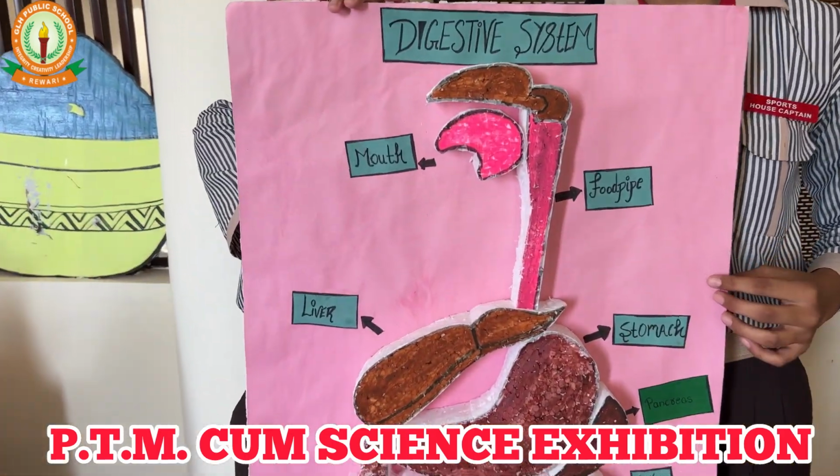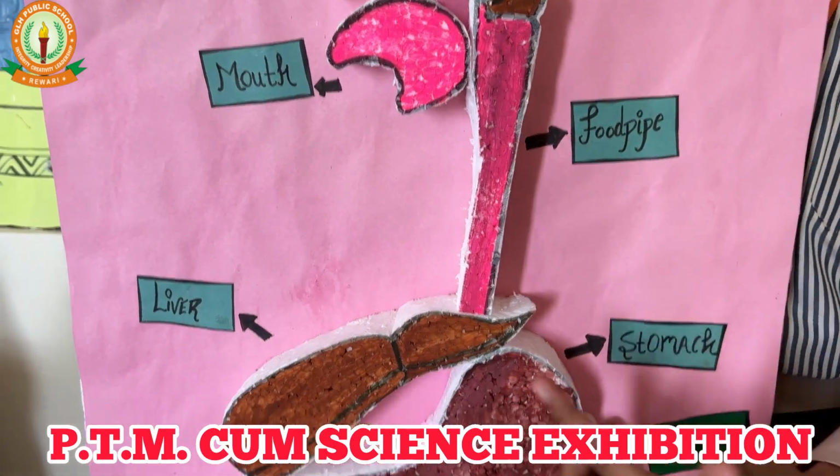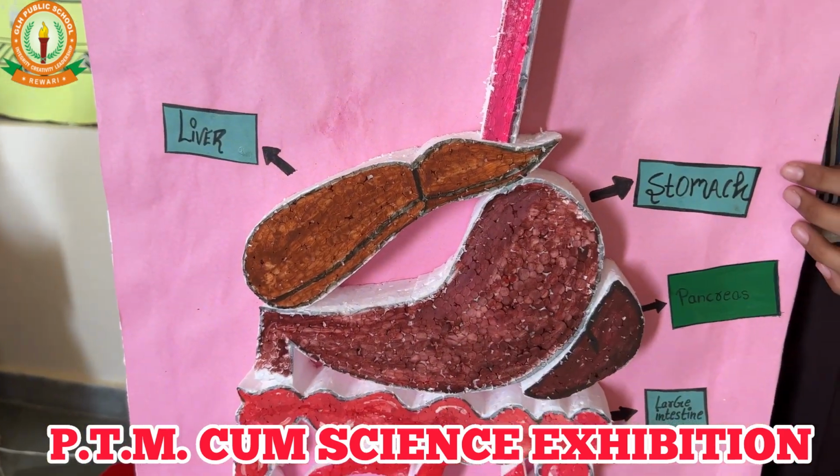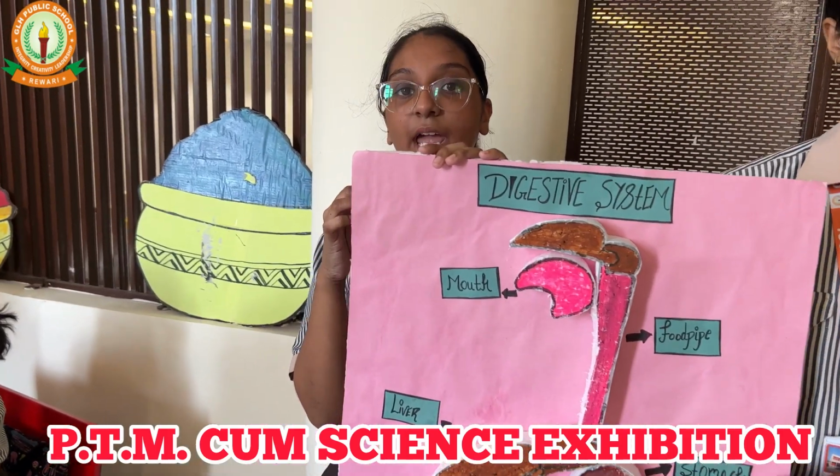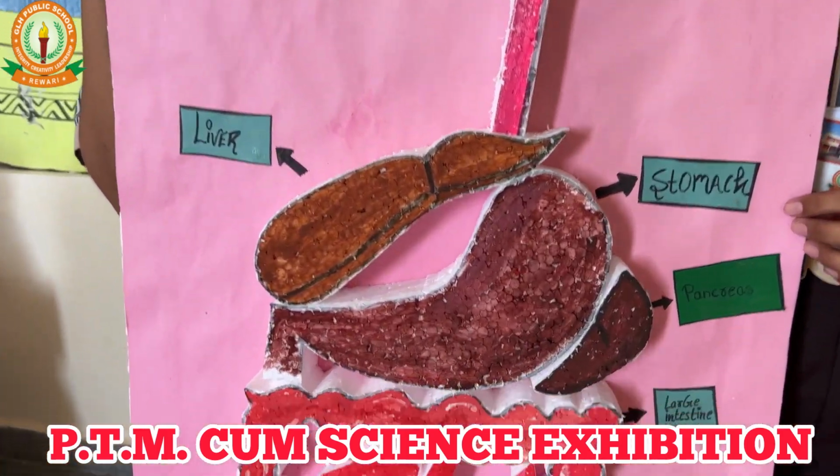The food pipe is about 25 centimeters long. Then the food enters the liver. It produces bile juice and it helps in digestion. Then it enters the stomach. It produces hydrochloric acid, which helps in digestion.